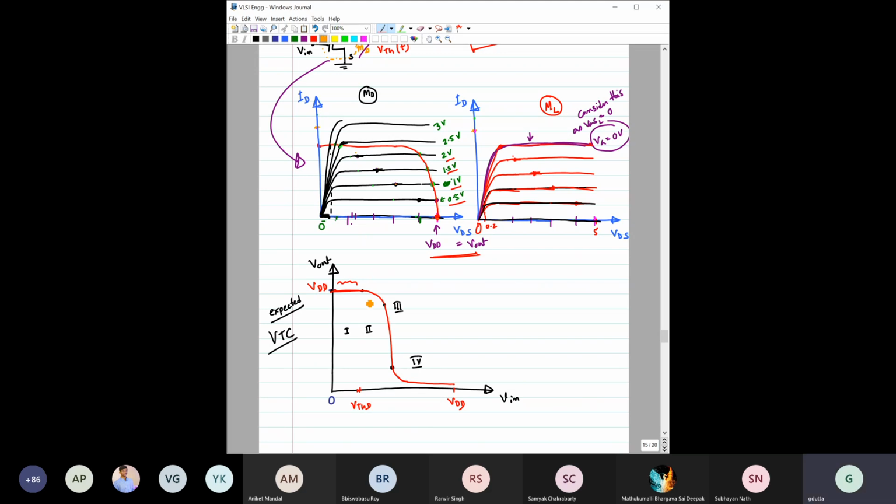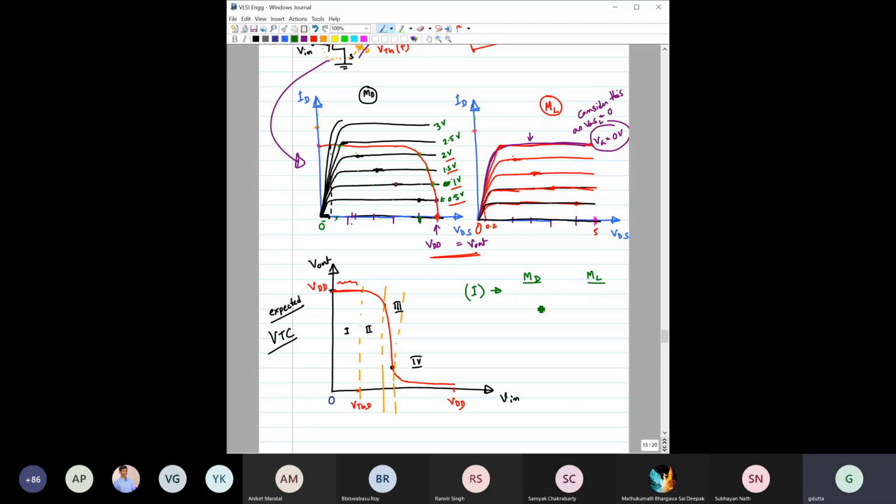Okay, if this part is clear, then let us divide this total VTC into a couple of regions. One is this region, one is this region, and the other one is this region. So regions 1, 2, 3, and 4. Okay, and let us see. In region 1, please tell me which transistor is in which mode. This is MD, the driver transistor. This is ML, the load transistor.